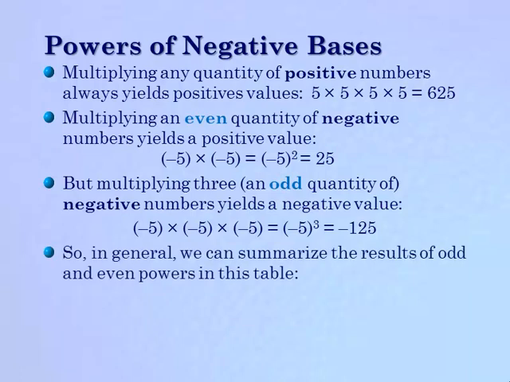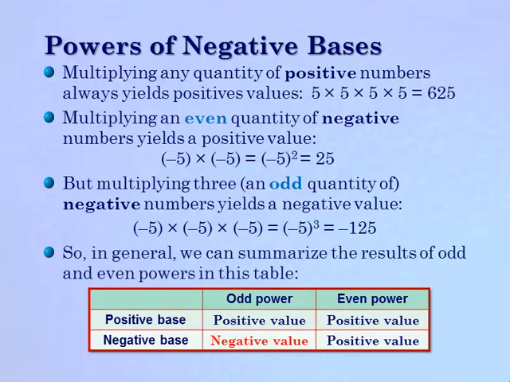So in general, we can summarize the results of our odd and even powers in this table. If we have an odd power and a positive base, we have a positive value. If we have a negative base, we'll have a negative value. But with an even power, no matter whether we have a positive or negative base, we'll have a positive value. You might want to jot this table down because it'll be helpful to remember.